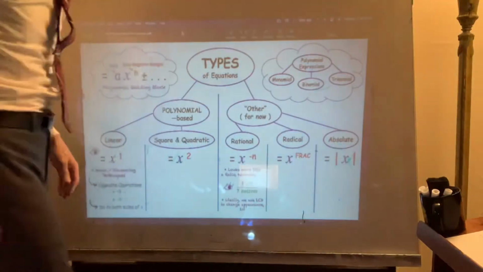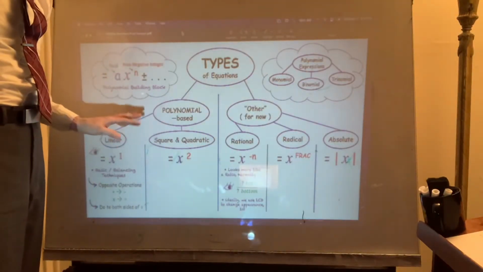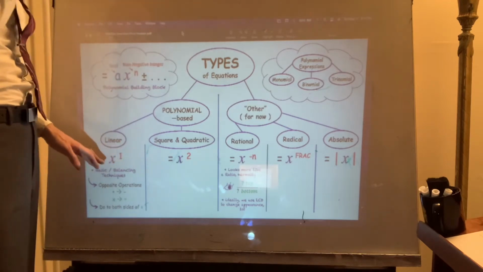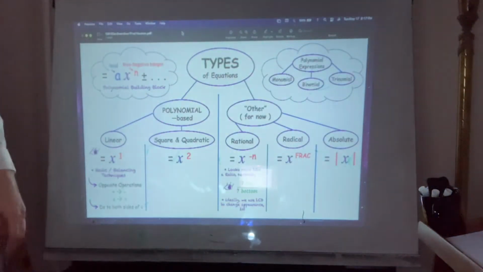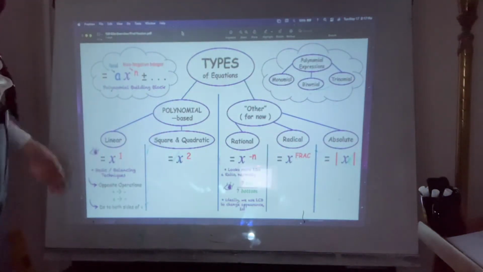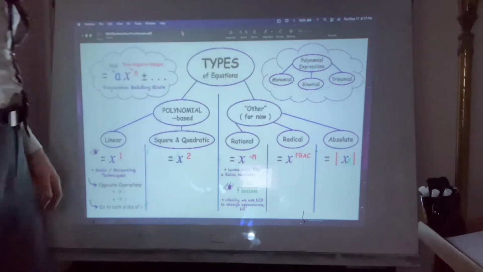I'll just emphasize some points here. This is one of the handouts. It's, again, an overview that I'm going to develop over the course of a couple of days.